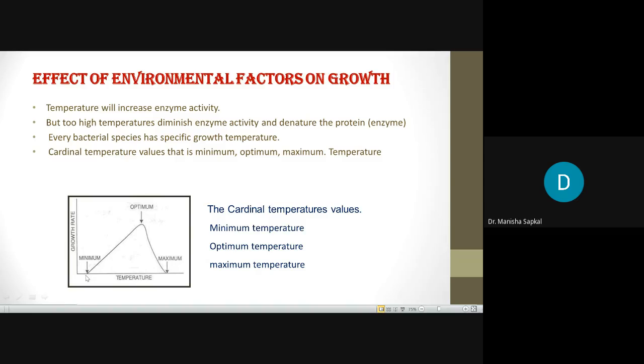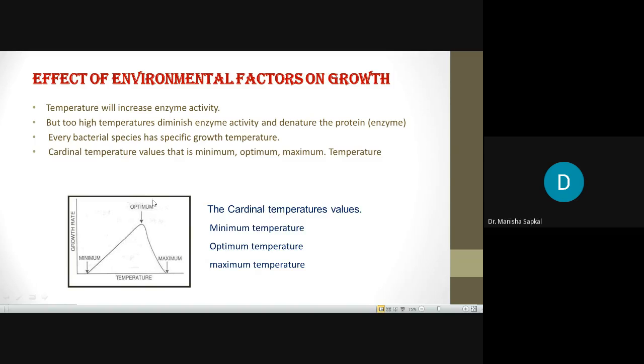Minimum is the lowest temperature. Suppose it is 0. Below 0, the organism will not grow. Suppose the maximum is 80. Above 80, the organism will not grow. So these are the extreme values, minimum and maximum. Within the minimum and maximum temperature range, the organism shows growth.